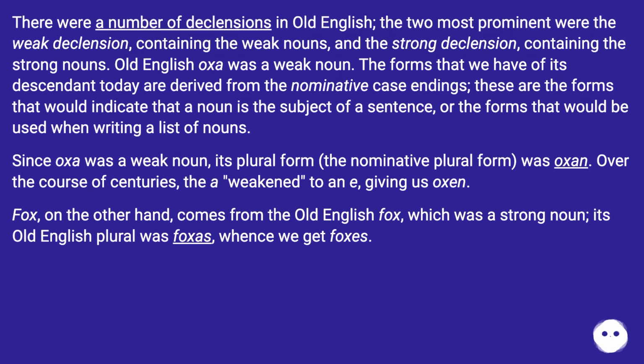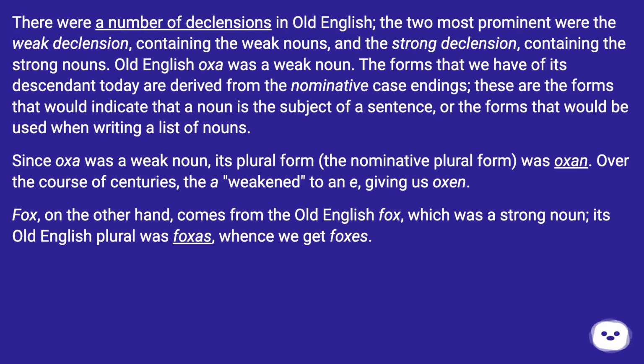There were a number of declensions in Old English. The two most prominent were the weak declension, containing the weak nouns, and the strong declension, containing the strong nouns. Old English oxa was a weak noun. The forms that we have of its descendant today are derived from the nominative case endings. These are the forms that would indicate that a noun is the subject of a sentence, or the forms that would be used when writing a list of nouns. Since oxa was a weak noun, its plural form, the nominative plural form, was oxen. Over the course of centuries, the a weakened to an e, giving us oxen.